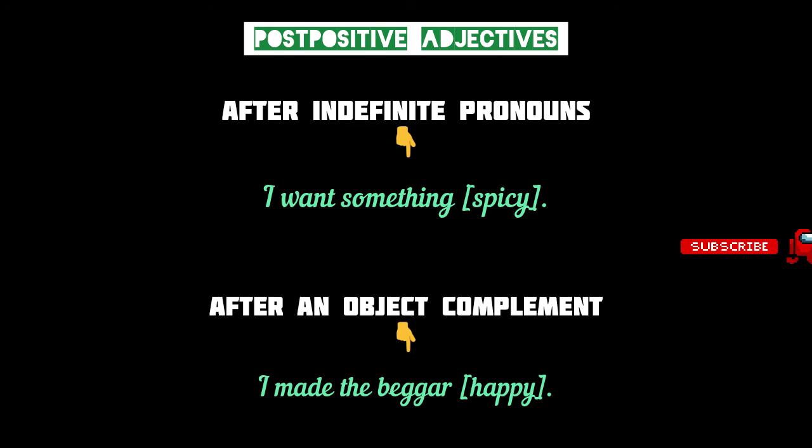Post-positive adjectives are also used as an objective complement. For example, in the sentence, I made the beggar happy, the adjective happy has been used immediately after the noun beggar to modify and complete its sense. And since beggar is the object of the verb made, happy is a post-positive adjective acting as an object complement.